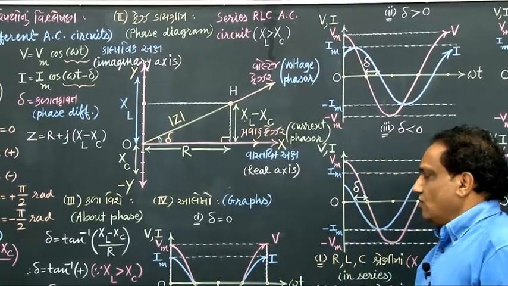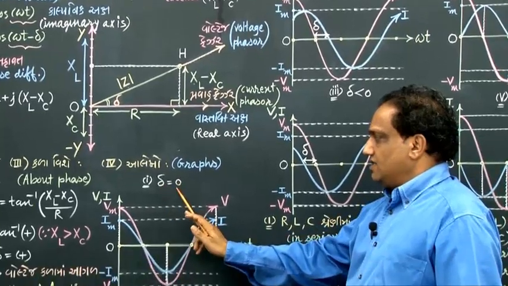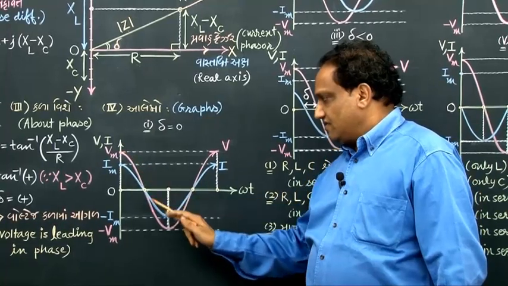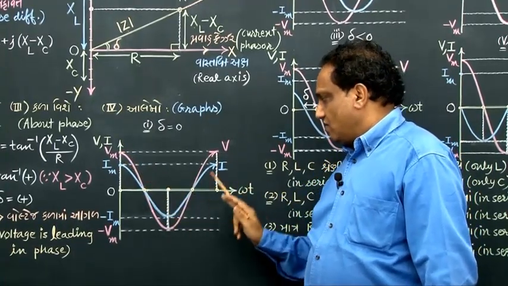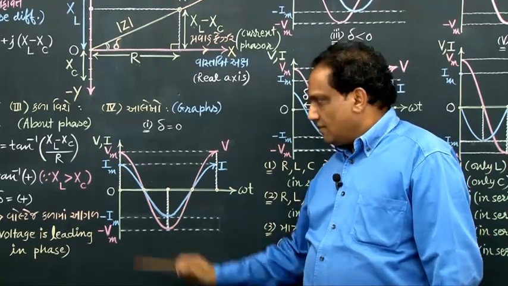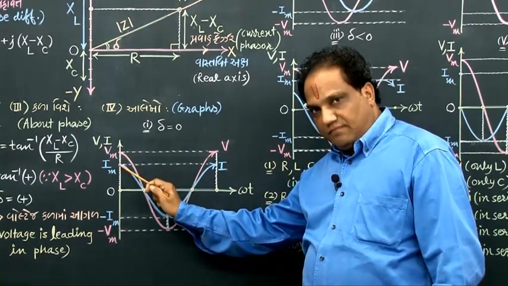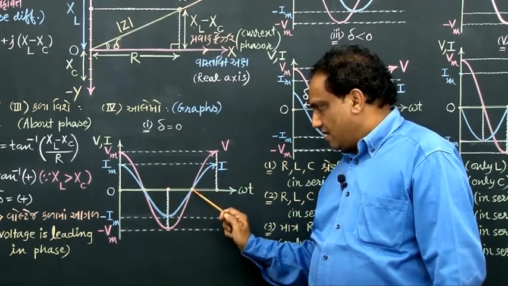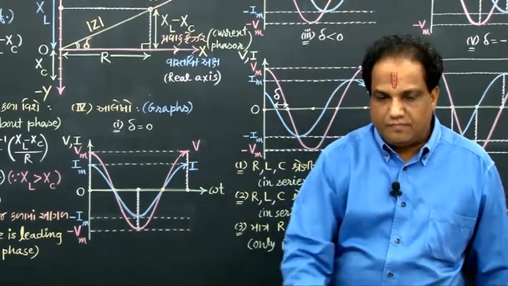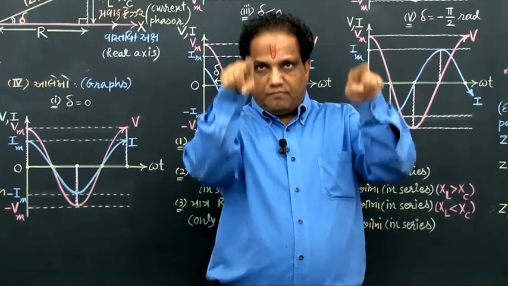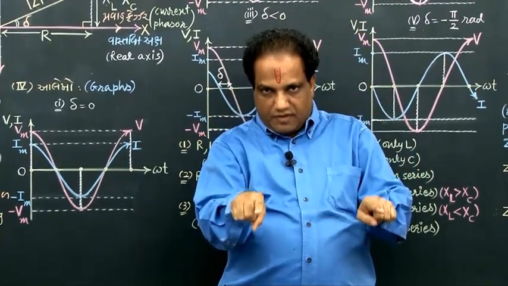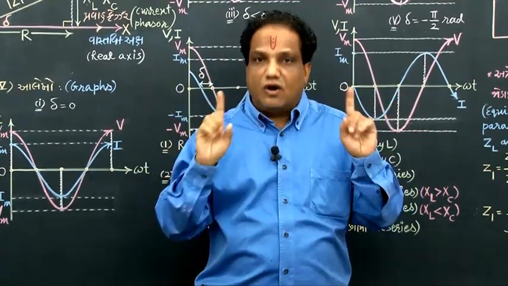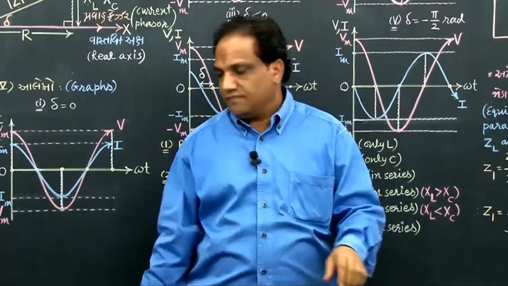Fine. Now we go for graphs. When delta is 0, these are the graphs. The pink colored graph is for voltage, the blue colored graph is for current. Can you see one thing? Both the values become maximum at a time, 0 at a time, again maximum at a time, 0 at a time. That is how they are said to be oscillating with the same phase. Fine.